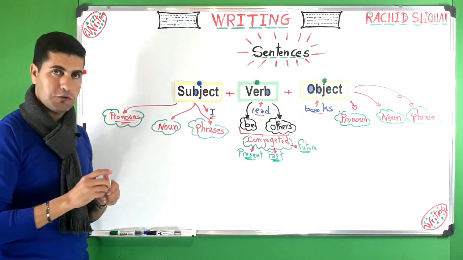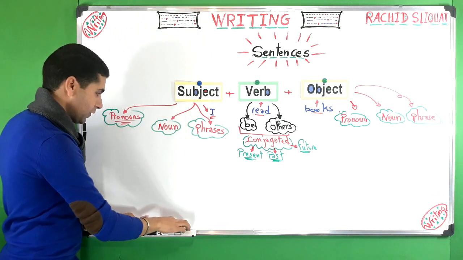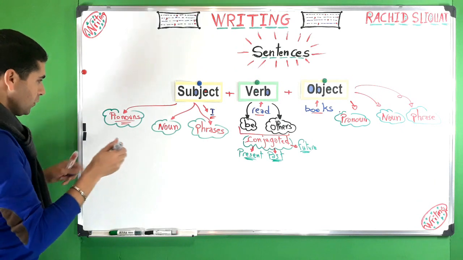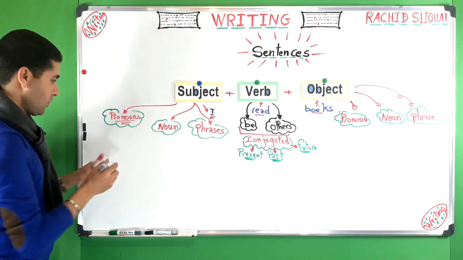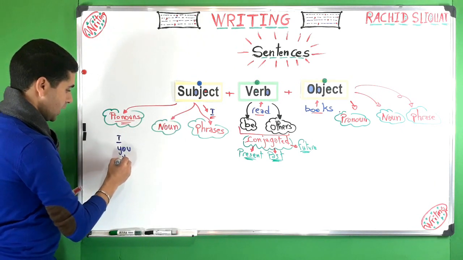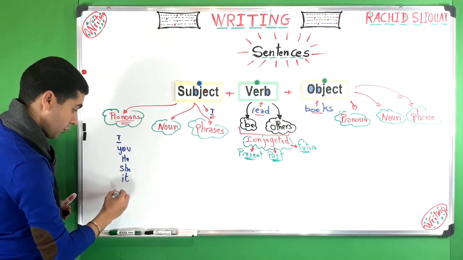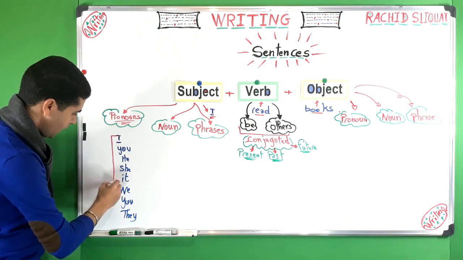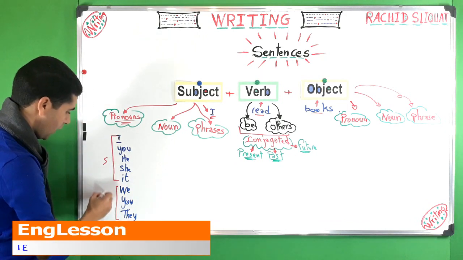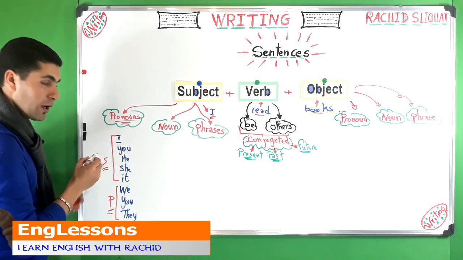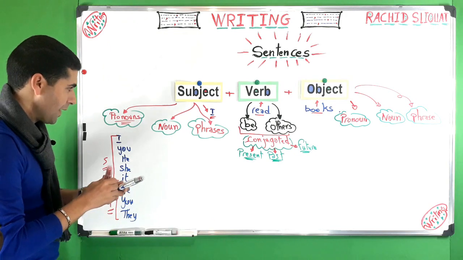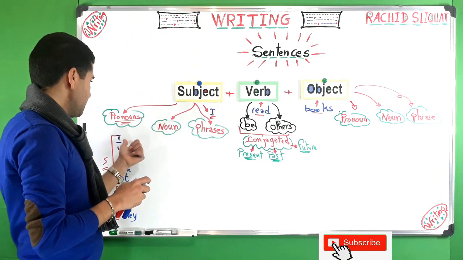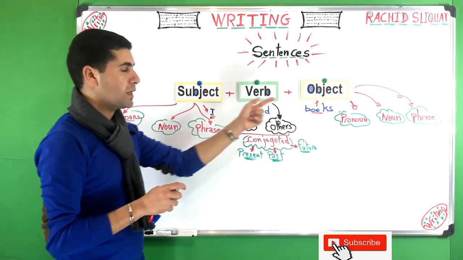Now let's come here again to the subject. As I said, the subject can be pronouns, nouns or phrases. Pronouns, we call them subject pronouns. For example, I, you, he, she, it. Then you can have we, you and they. These ones are singular and these ones are plural. So this is for subject pronouns. For example, here the subject is a pronoun: I read books.